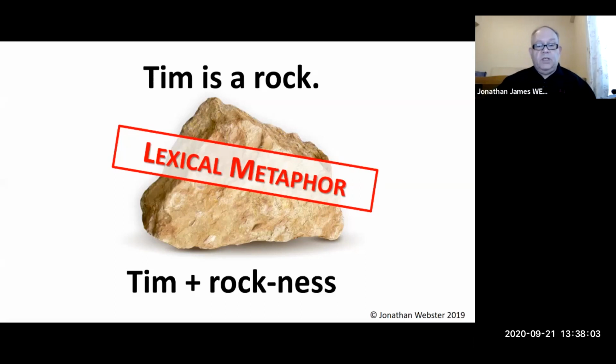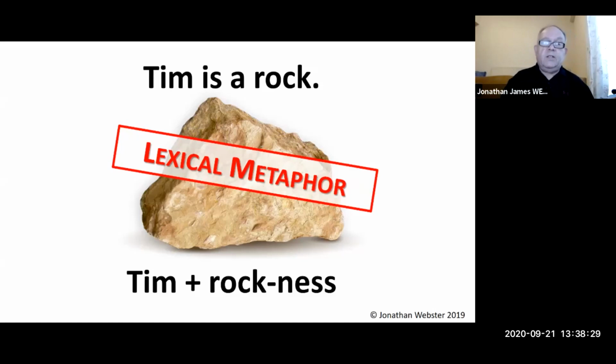What I'm picturing is, and I think for many native English speakers, I think Chinese culture is a bit different, I think. Tim is a rock. If I say that, it's a positive thing. And what I'm attributing to Tim is the qualities that I see in rocks. They're strong, they're hard, they're firm, they're solid.